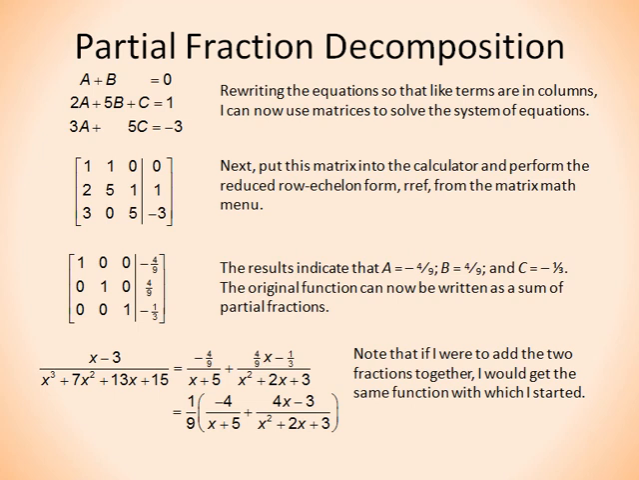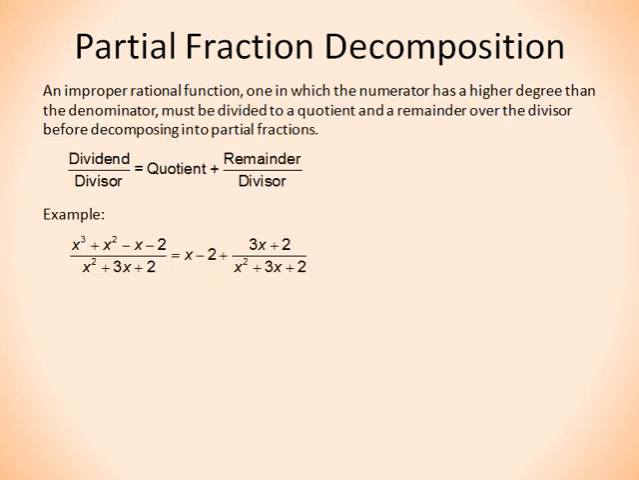There's one more item we have to look at, and that is what happens if I have what we call an improper rational function. An improper rational function is one in which the numerator has a higher degree than the denominator. And just like any division that I do, the dividend divided by the divisor is always equal to the quotient plus the remainder divided by the divisor.